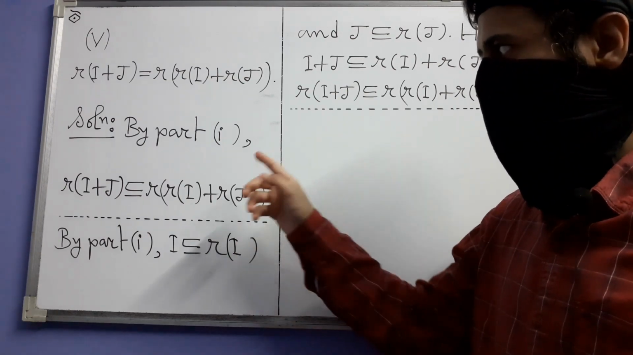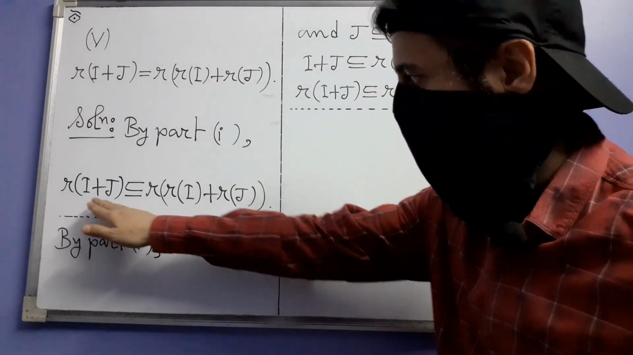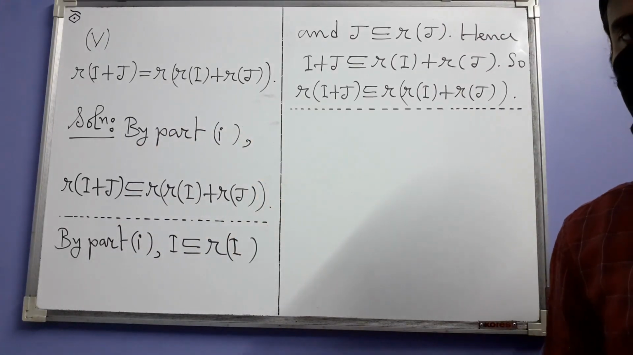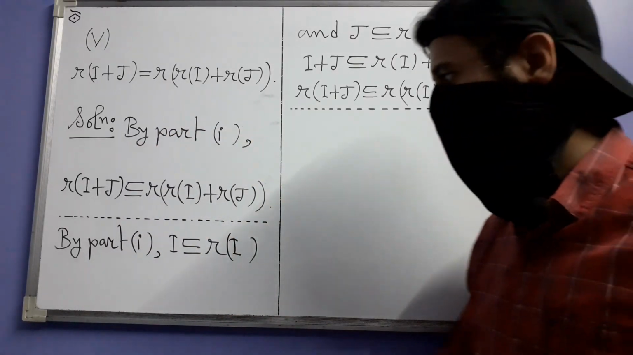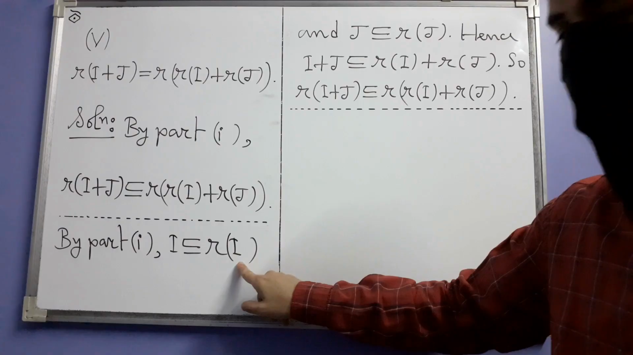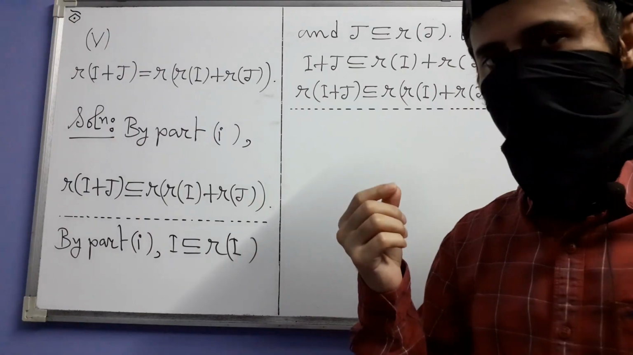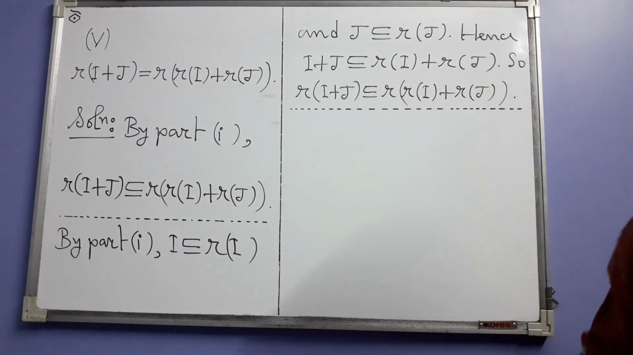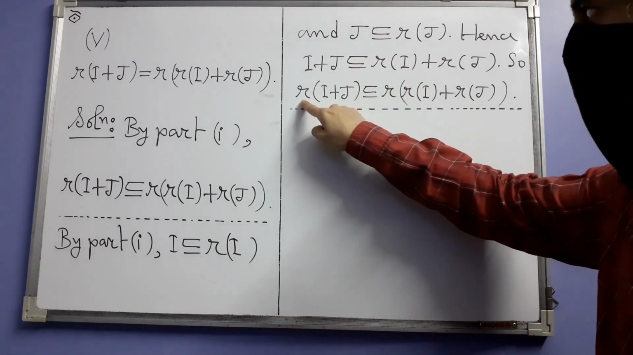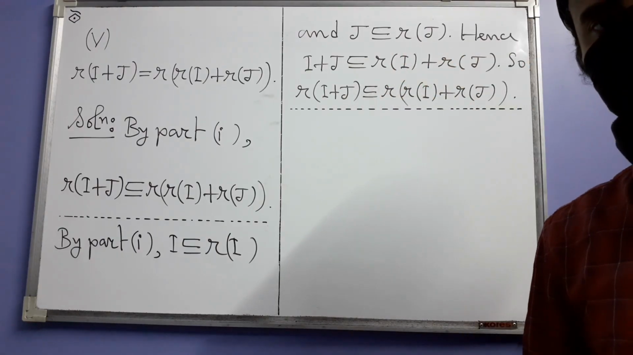Here also the solution starts like the previous solution. By part 1, straight away we have that this is contained in this. But of course, let us see exactly how that is true. Part 1 gives us these two containments immediately, that I is contained in its radical and J is contained in its radical. So if we now take the sum of I and J, obviously that will be contained in the sum of their radicals. And this containment then directly implies that the radical of I plus J is contained in the radical of this sum of radicals.